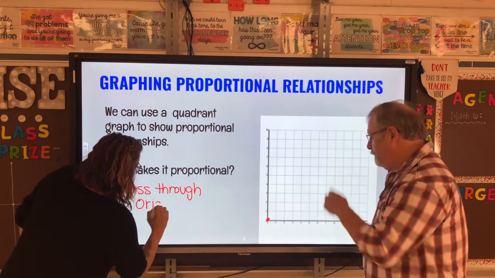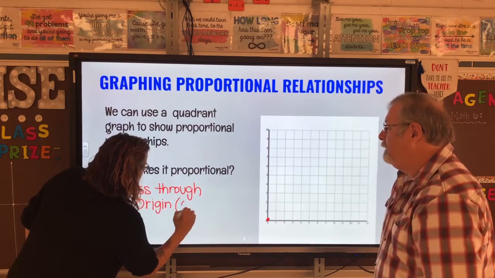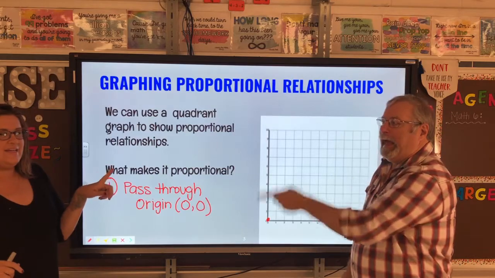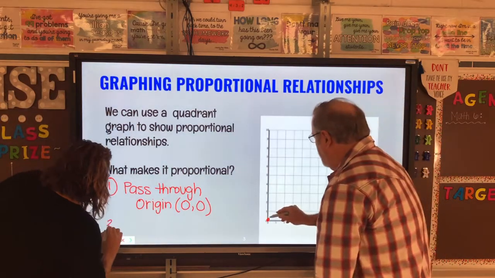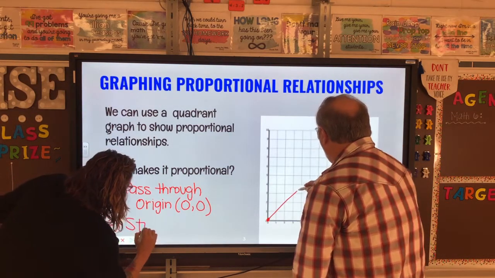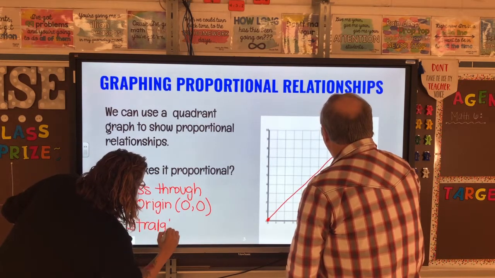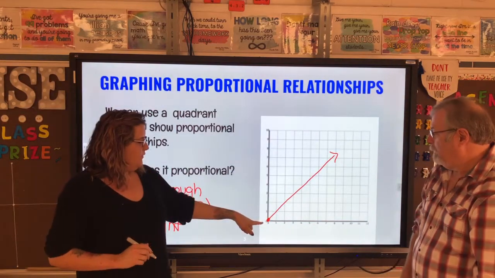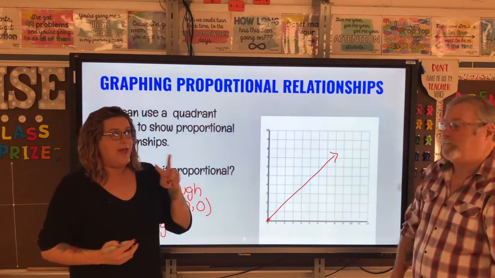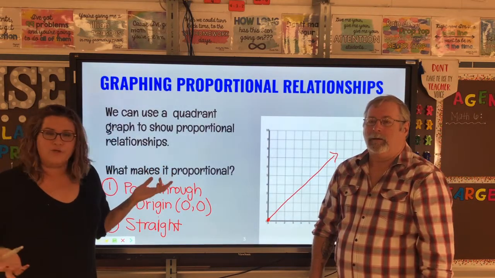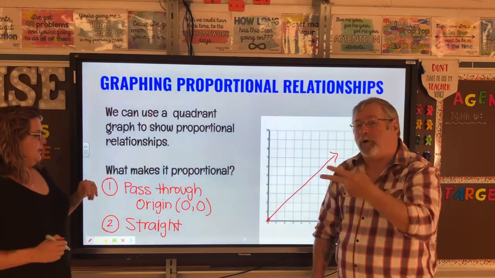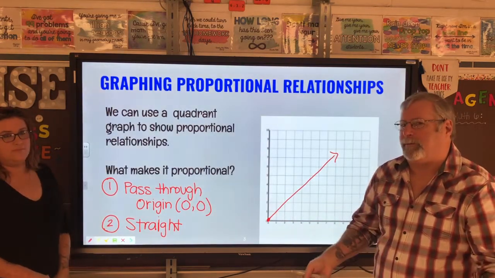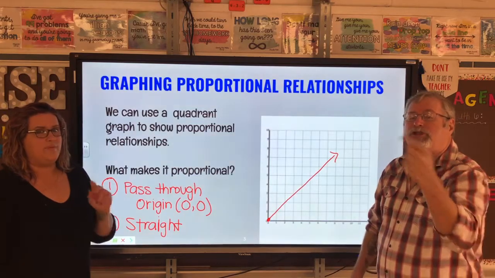And the ordered pair of the origin, like Mr. Lamb just said, is 0, 0, right? So it has to pass through the origin, and it has to be a straight line. So when you're looking for a proportional relationship, you're just looking for those two things: it goes through the origin and it's a straight line. If you have those two things, you're proportional, right? And it has to be both of them. It can't be a straight line and not go through 0, or go through 0 but not be a straight line. Has to be both. We'll show you a couple examples.